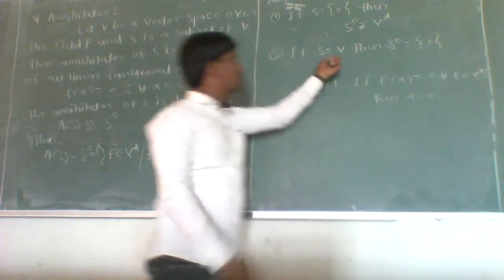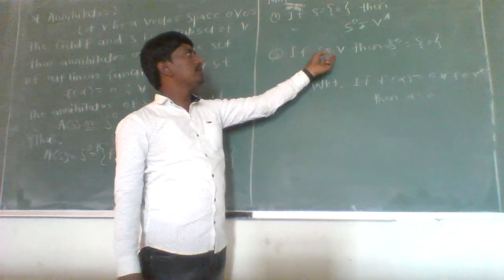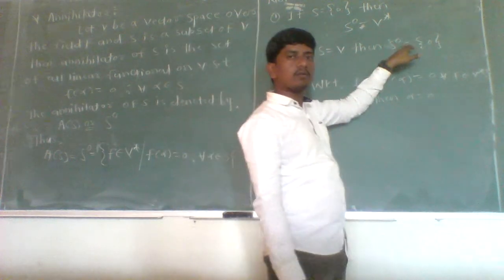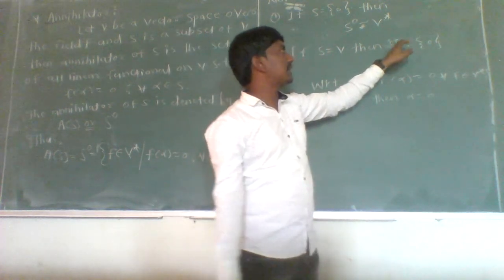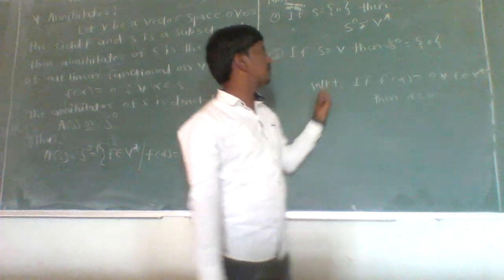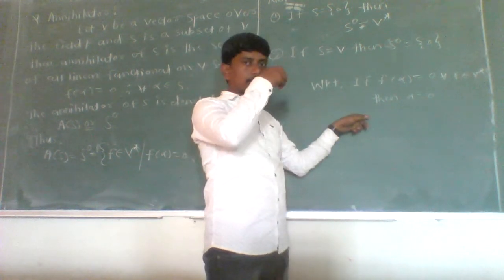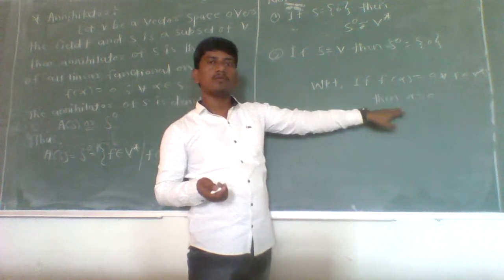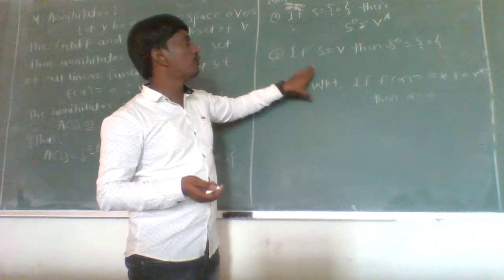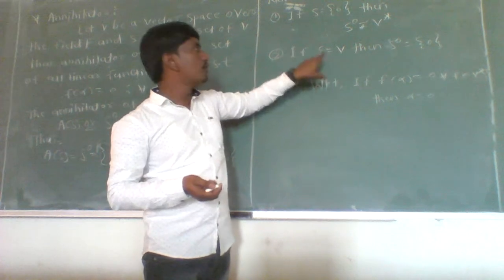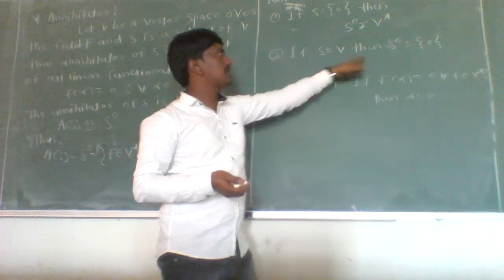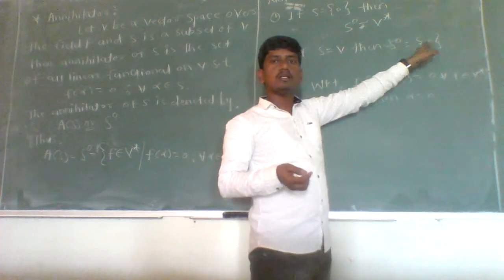Here S equal to V means it contains all the elements of the vector space V, and we have to find the S annihilator. It means the S annihilator contains all those functionals f belonging to V star such that f of alpha equal to 0 for each alpha belonging to S, and we know that the 0 functional is the only functional which maps every vector to a 0 scalar, and hence the S annihilator will be equal to singleton 0.